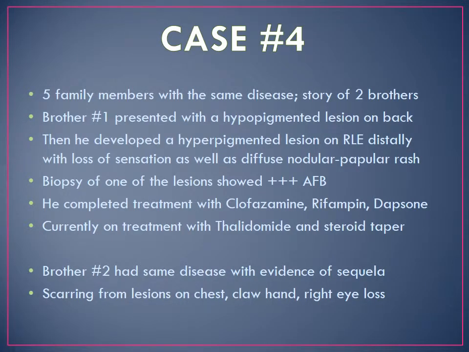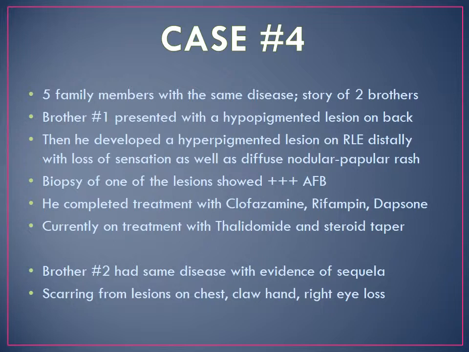This is the story of two brothers. However, it is important to note that there are 5 family members with the same disease. Brother number 1 initially presented to the Colombian Institute of Tropical Medicine with a hypopigmented lesion on his back. He then developed a hyperpigmented lesion on his right leg distally, with loss of sensation as well as a diffuse nodular papular rash. Biopsy of one of the skin lesions showed, guess what? It was positive for AFB.